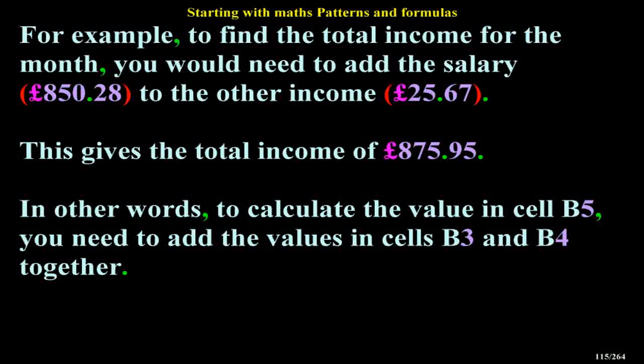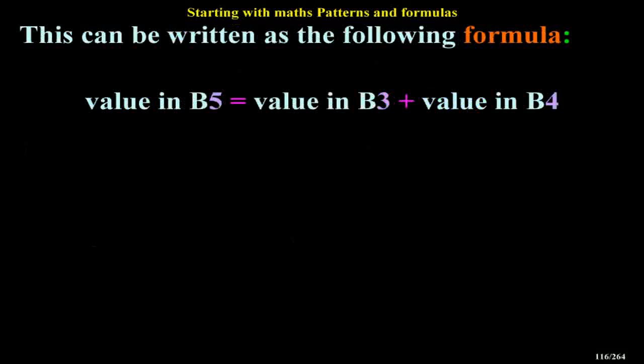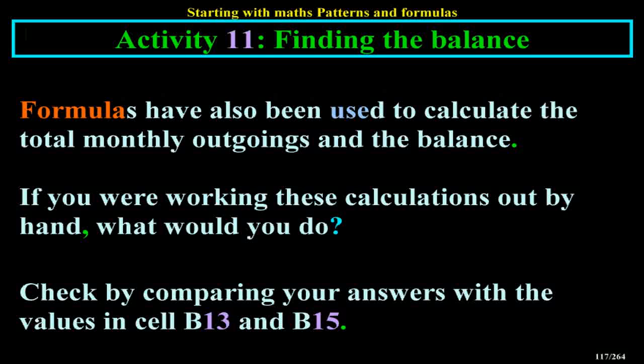This gives the total income of 875.95. In other words, to calculate the value in cell B5, you need to add the values in cells B3 and B4 together. This can be written as the following formula. Value in B5 equals value in B3 plus value in B4. Activity 11, Finding the balance. Formulas have also been used to calculate the total monthly outgoings and the balance.